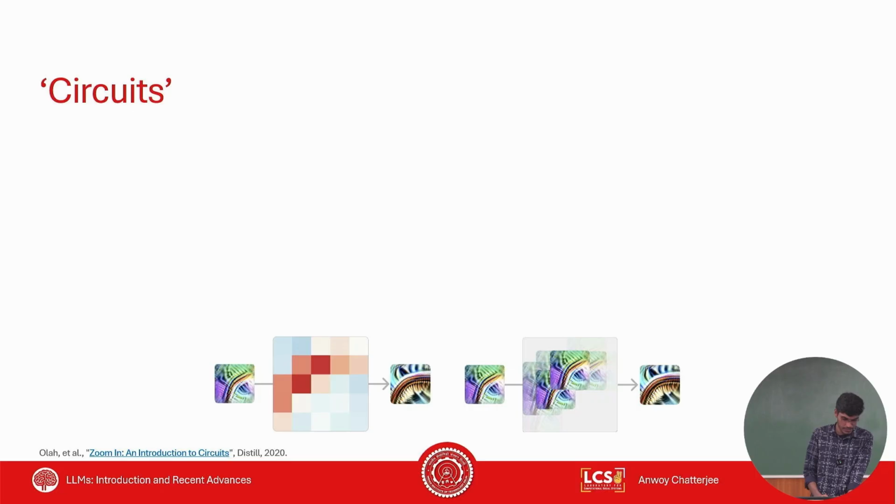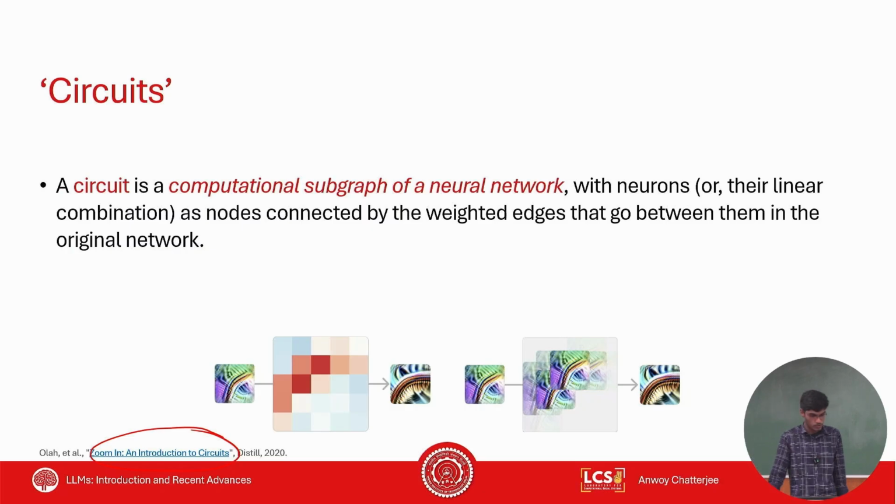And in the same paper, the paper's name is Zoom In: An Introduction to Circuits, this term circuit was introduced, which we already introduced in the last class. So circuit is basically a computational subgraph of a neural network. What is a computational subgraph? Basically the neurons act as the nodes, and the weights which transfer the activations, or the output of one neuron to the other, act as the edges. So we can represent any neural network as a computation graph, and circuits are basically a subgraph of this which contributes towards a particular task.